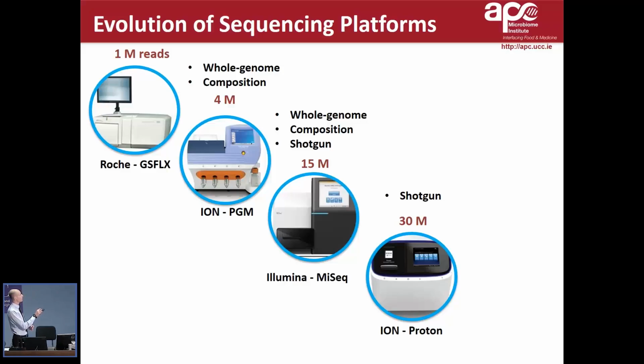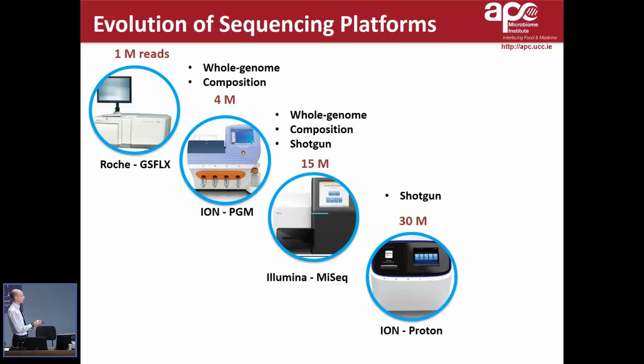We could generate 1 million DNA sequence reads with our Roche 454, and one run costs in the region of 9,000 to 10,000 euro. Subsequently, we began to use that less and less as new sequencers became available. We have an Ion PGM, which will generate about 4 million DNA sequence reads and is useful for whole genome analysis and looking for the composition present in microbial communities.